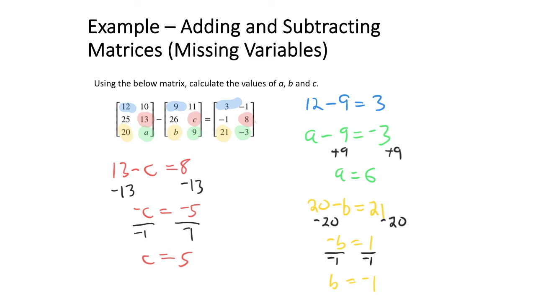So being able to work backwards and solve each of the equations, I can determine my value for A is 6, my value for B is negative 1, and my value for C is equal to 5. So that is an example of how I can use the process of adding and subtracting matrices to be able to determine a missing value or values in my original matrix.